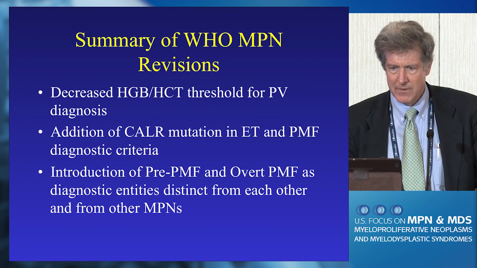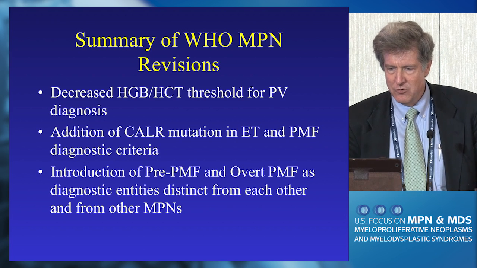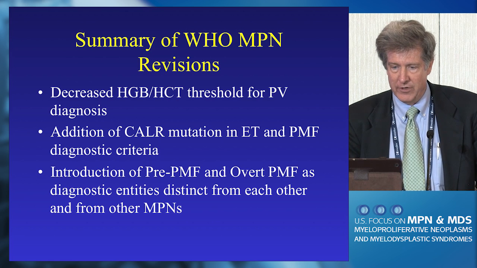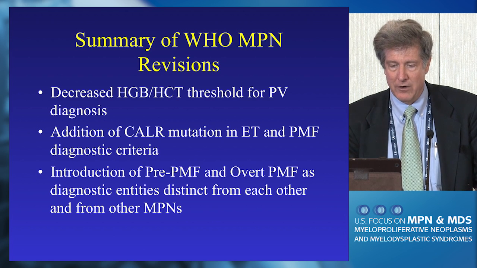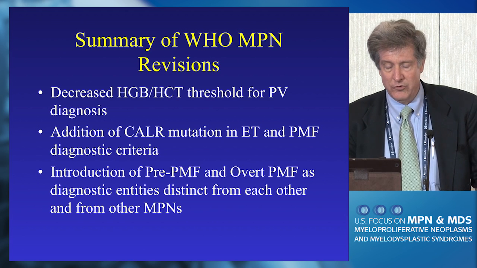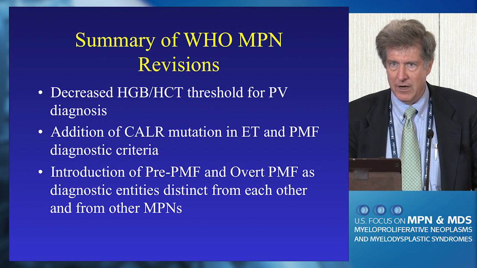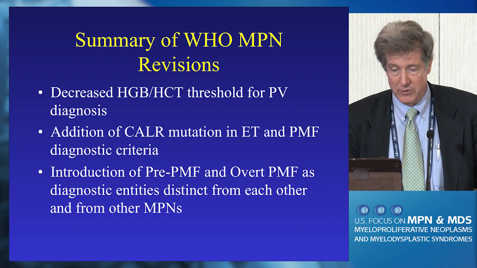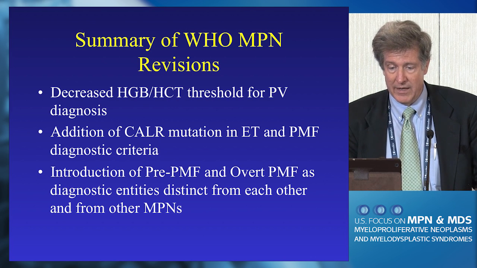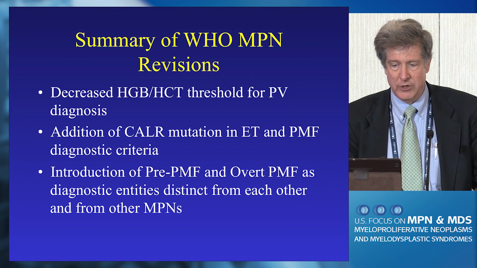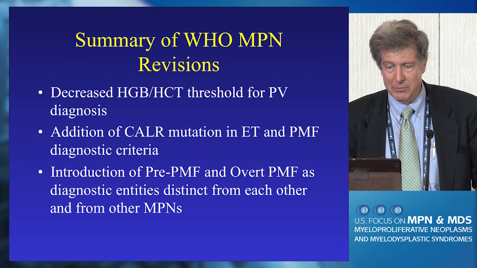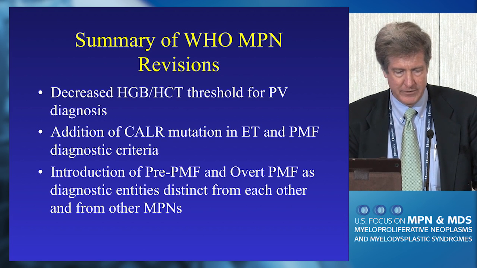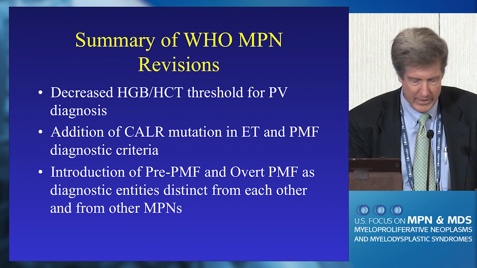So in summary, the new revised MPN classification decreases the hemoglobin and hematocrit threshold for polycythemia vera, includes updated mutational information, especially with regard to calreticulin, and introduces the notion that pre-primary myelofibrosis is a distinct diagnostic entity. And with that, I'll close.